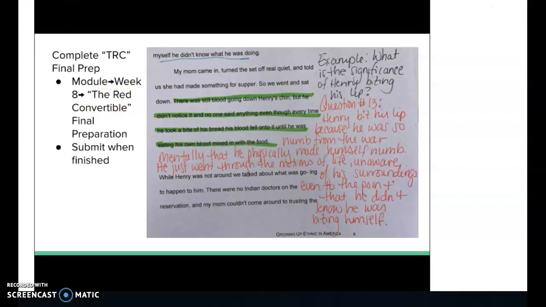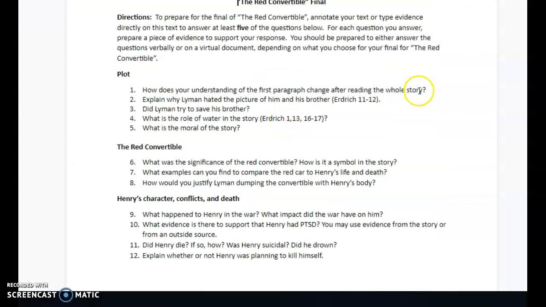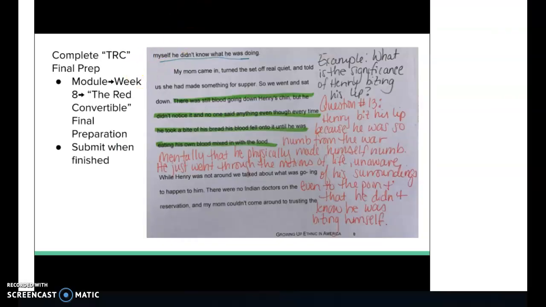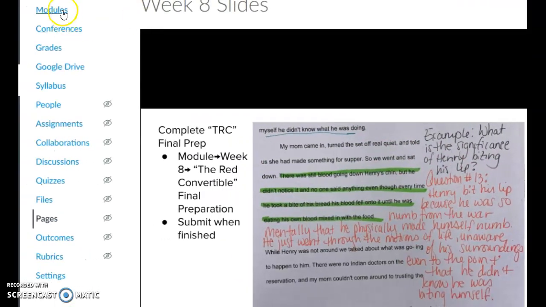Okay? So again, you're choosing 5 of the 12 questions to answer. You're either answering them by annotating directly on your text and finding a piece of evidence to support each question, or by answering directly underneath the question and again providing a piece of evidence for each question. Next class, when you come in, you will complete the final.